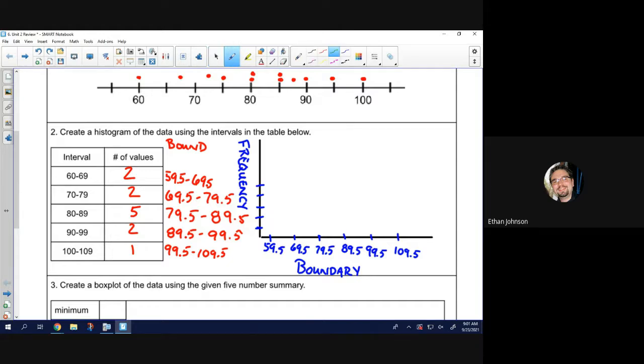So next we draw in our bars. First one was 2, so we go up to 2, draw in a bar, back down. Next frequency was 2. We're going to have our bar, go back down. Then we have 5, up to 5, a bar, back down. Then we have 2, draw in a bar, go back down. And then we have 1, bar, back down. So remember, a histogram does not have spaces between the bars.